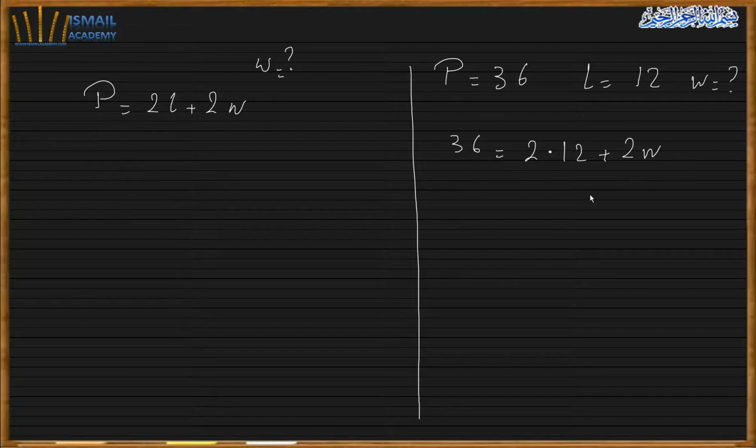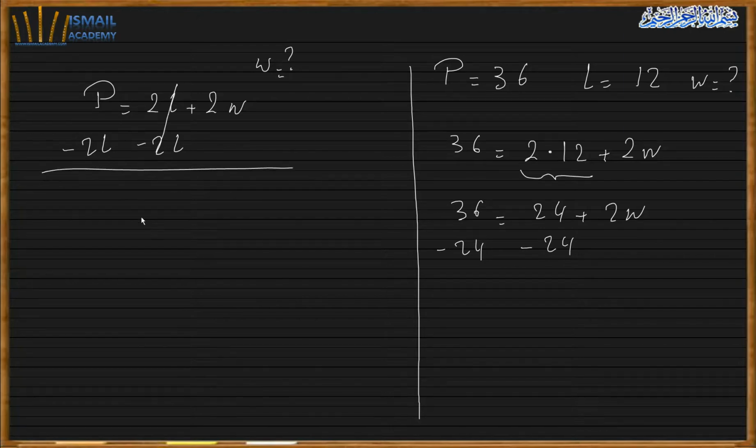Now to solve the equation here, I need first to multiply 2 times 12, which is 24. Here, because this is 2 and this is L, it's going to stay as an expression, which is a product of a number and a variable. The second step, I subtract 24 from both sides, because I'm looking for W. And in the expression, I do the same thing: I subtract 2L from both sides.